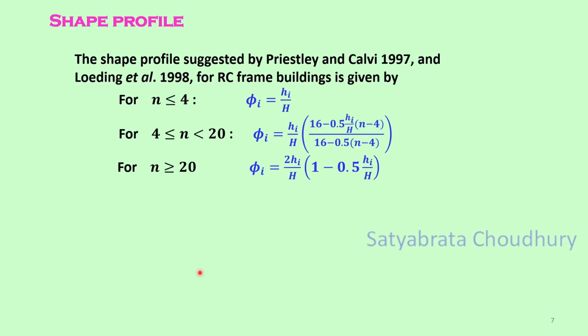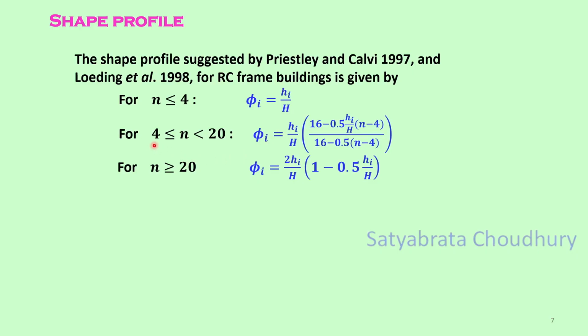Now shape profile is a term. Shape profile indicates the first mode profile of the system, and through research people suggested that the RC buildings will follow a pattern in the shape profile. For buildings with less than or equal to 4-story height, the shape profile is a linear variation, Hi by H. Hi is the height of the ith floor from the base of the building. Capital H is the total height of the building.